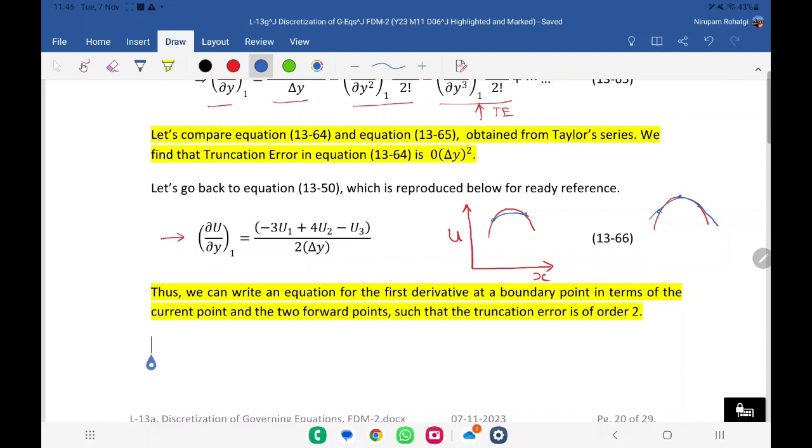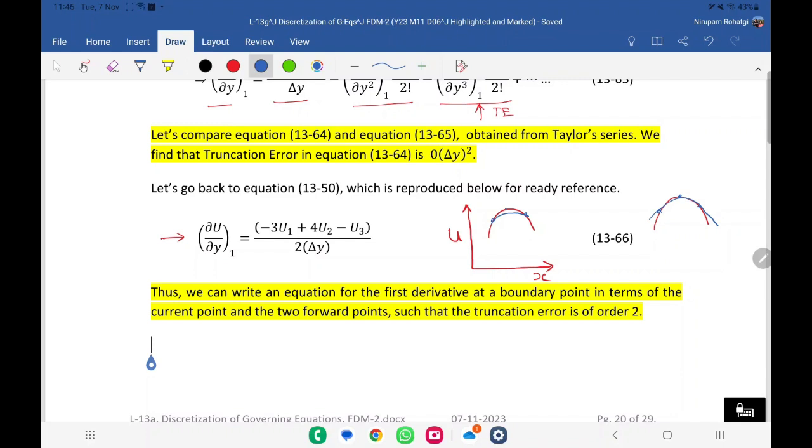Now you can guess that if you want to improve the truncation error, you can take more points. With more points, you can trace the curve to a better accuracy. So the more accuracy you want, you keep on adding more and more points. But once you add more and more points, that means for each equation you are considering more points, and that becomes a slightly more complex equation. We'll come to what the problem with that is. So there is a solution available to you.